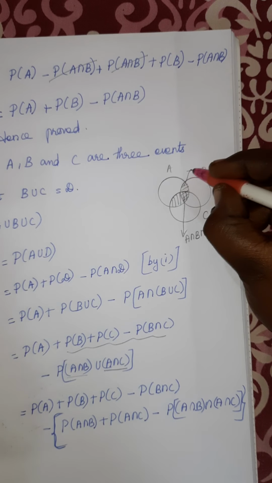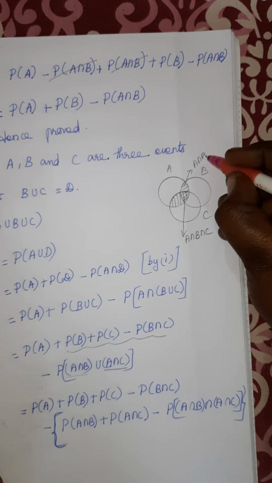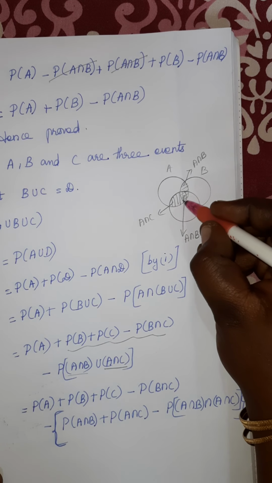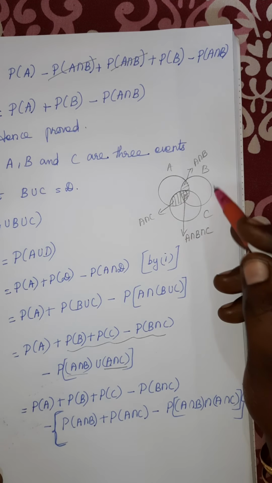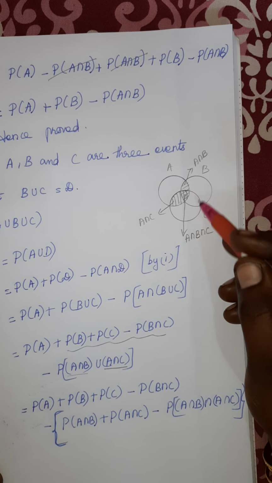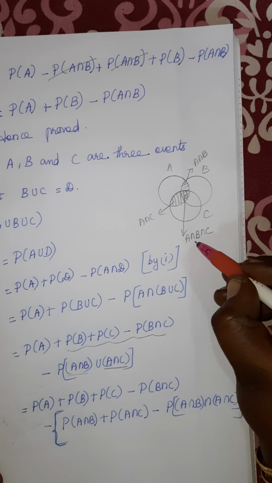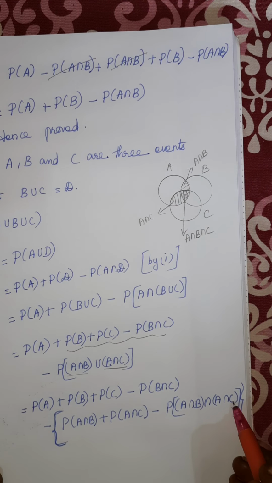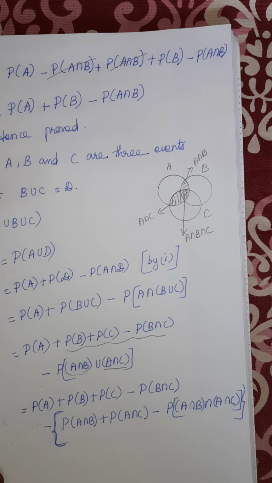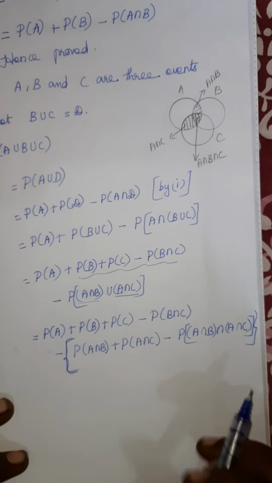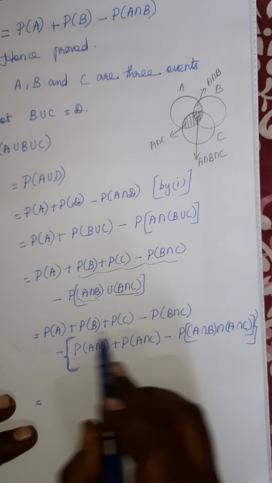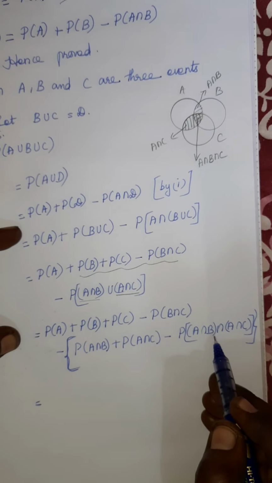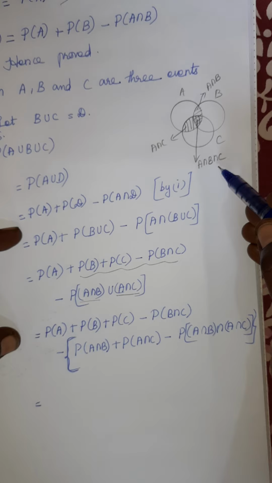Is it? This is A intersection B. This is A intersection C. But this area is the common part of all these three circles, three events, three sets. That is A intersection B intersection C. So for this together we can write A intersection B intersection C. Are you clear? Which is equal to, here also the first line same, no change. Then we can apply this minus inside, and instead of this we can write that from the Venn diagram.